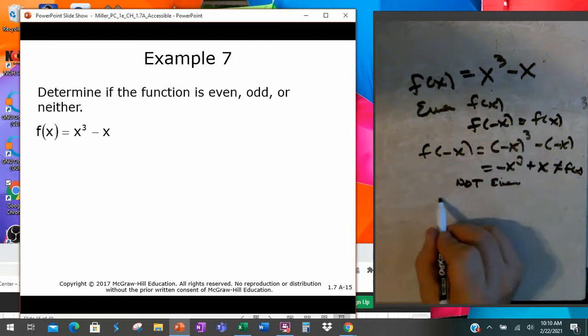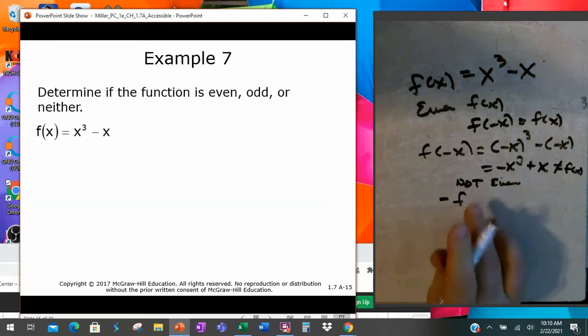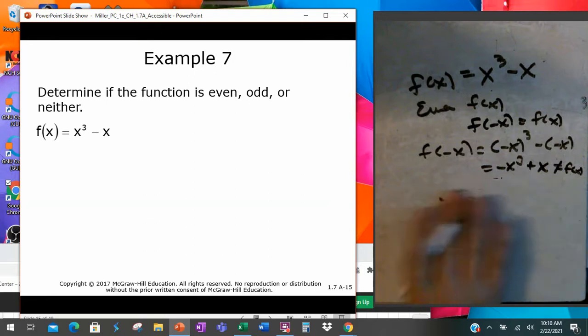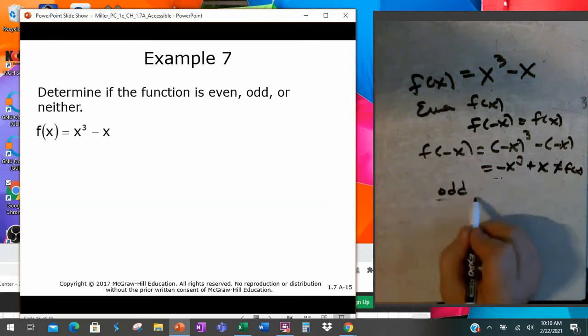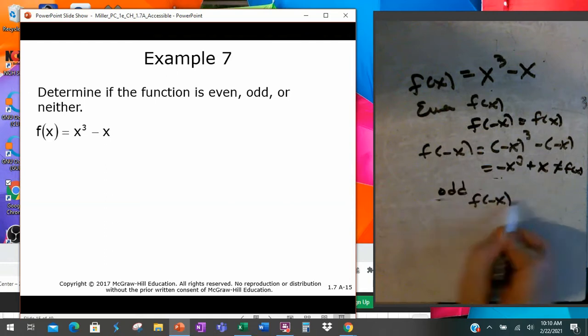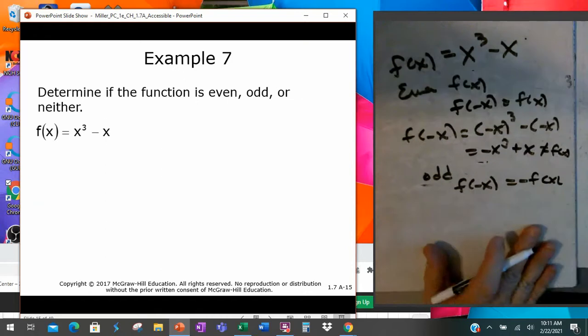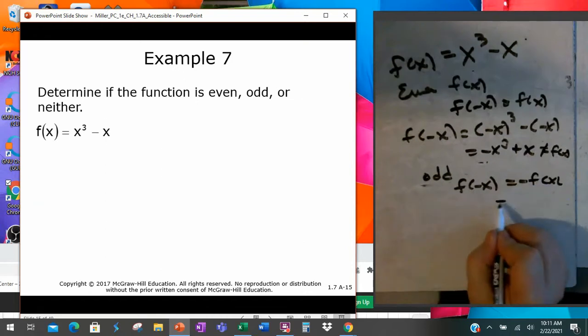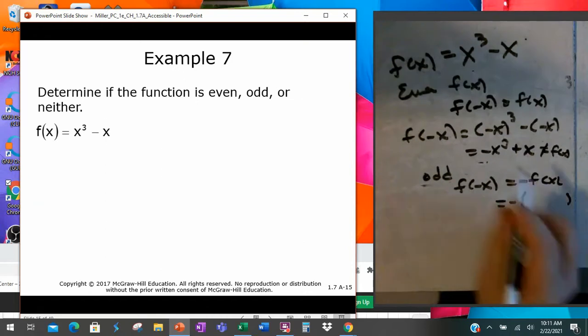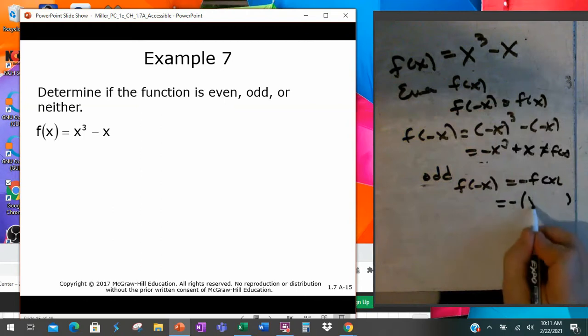But if I multiply by a negative 1, so now I'm going to check for odd. In that case, when I did this, I got the negative of what we started with. This is the negative of x cubed minus x.